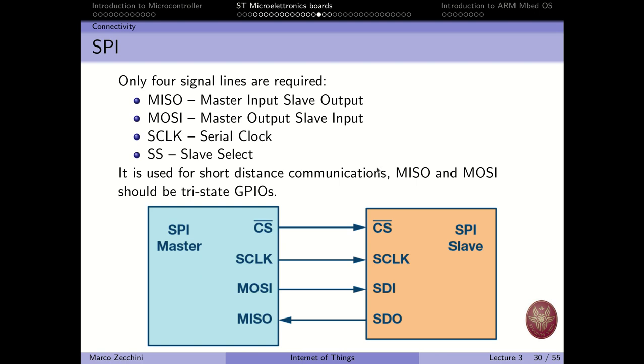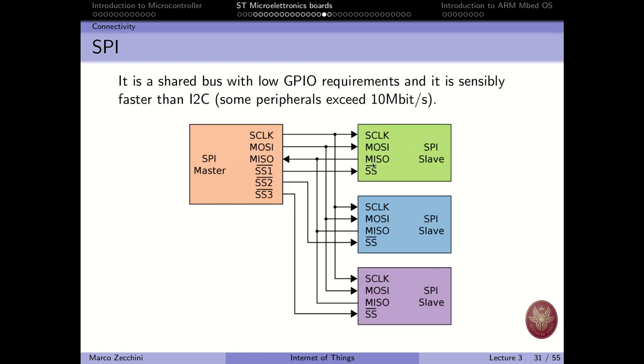Okay, but it allows us to achieve a very high speed in communication. This slide shows you how it's possible for a master to communicate with several slaves, just using the same three wires for clock, MOSI, and MISO. But for each slave we need a slave select line, and now we're gonna see how these are useful for selecting the slave in the protocol.